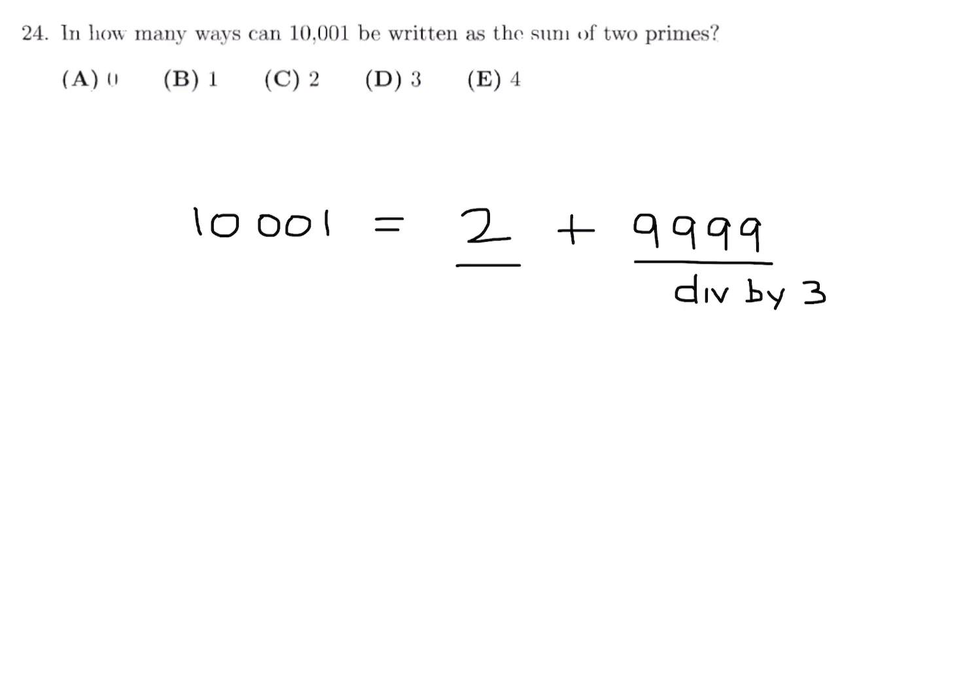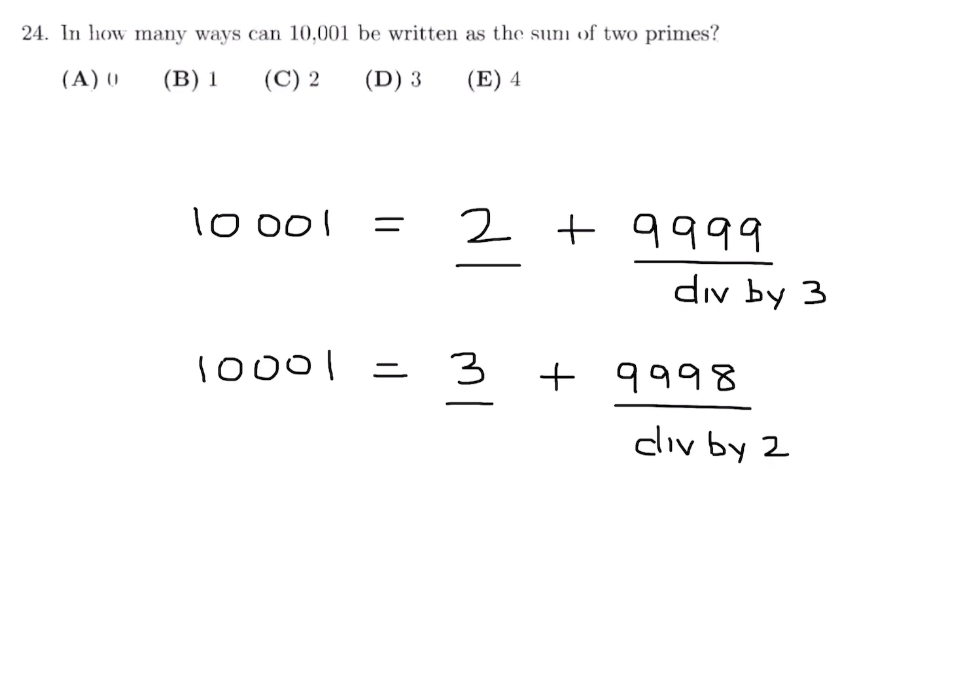Okay, no problem. Let's keep going. With 10,001, let's look at the next prime number, which is 3. If that's 3, then the other number must be 9998. Is this the sum of 2 primes? No, because 9998 is obviously divisible by 2, since it's an even number. Okay, I think one more and you'll be able to see the pattern here.